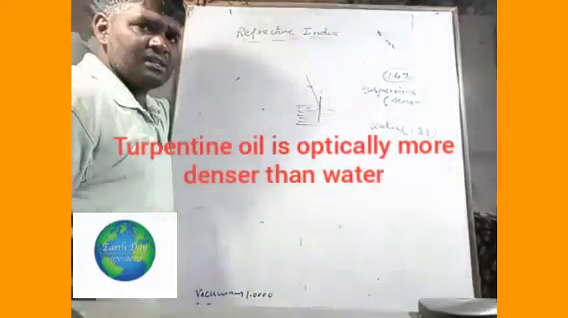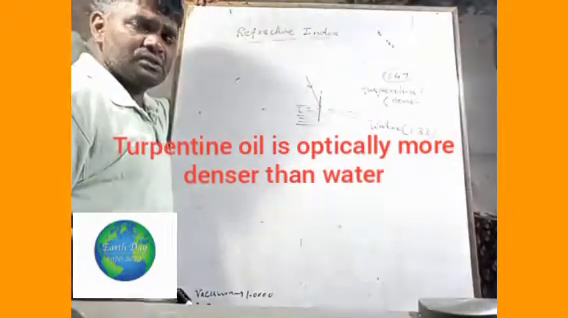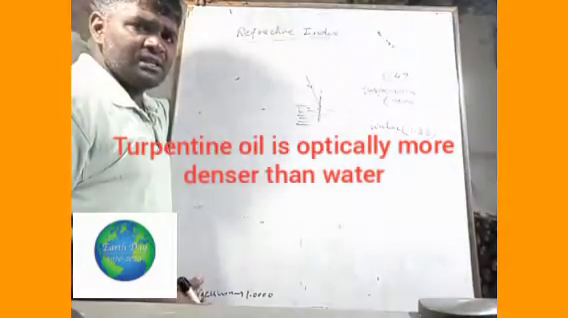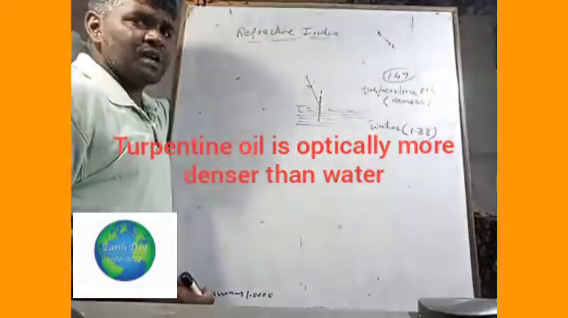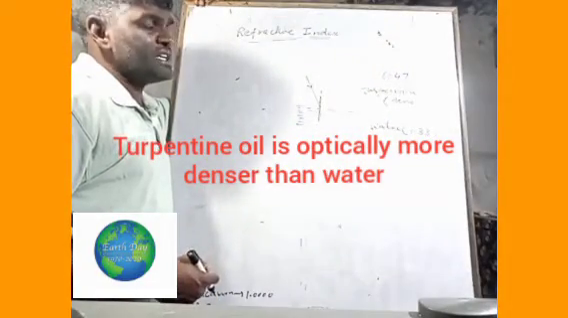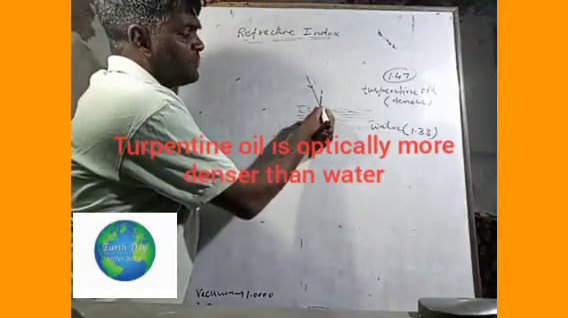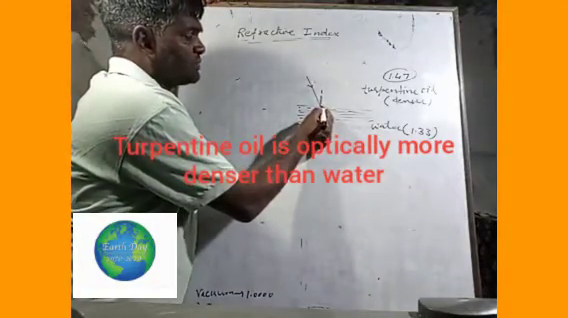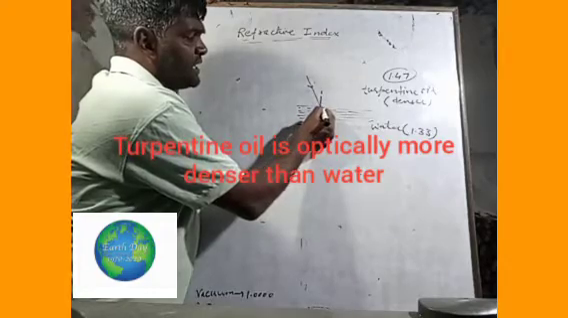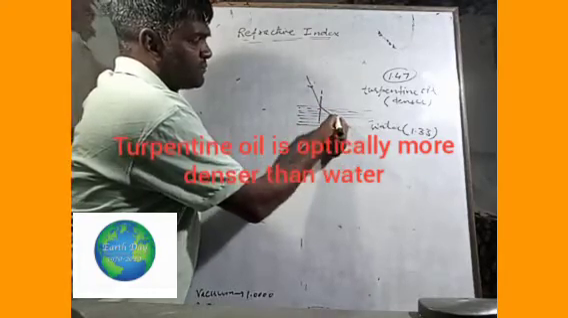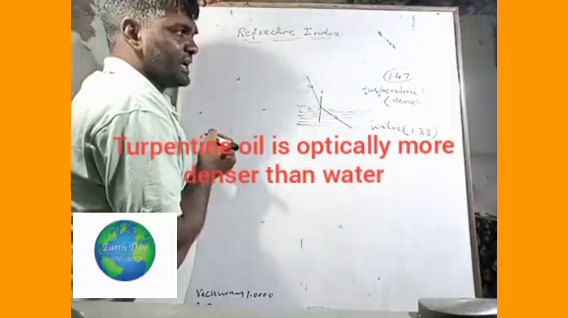We learned in a previous lecture that a medium with higher refractive index is known as optically denser medium. And a ray of light going from denser to rarer medium will bend away from the normal, like that.